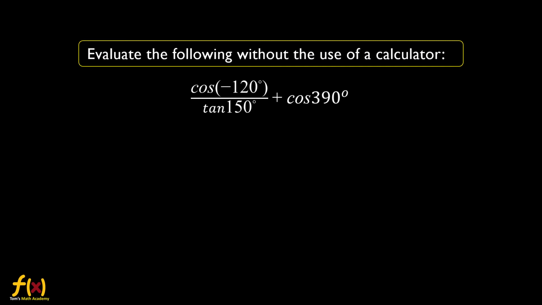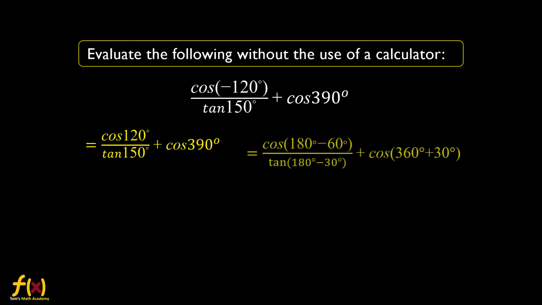Cos of minus 120 divided by tan 150 plus cos of 390. So we know that these are all obtuse angles, so we have to reduce them first. 390 degrees, what do we do? What is our method? Simply subtract one rotation, that is 360, from 390. So we continue.